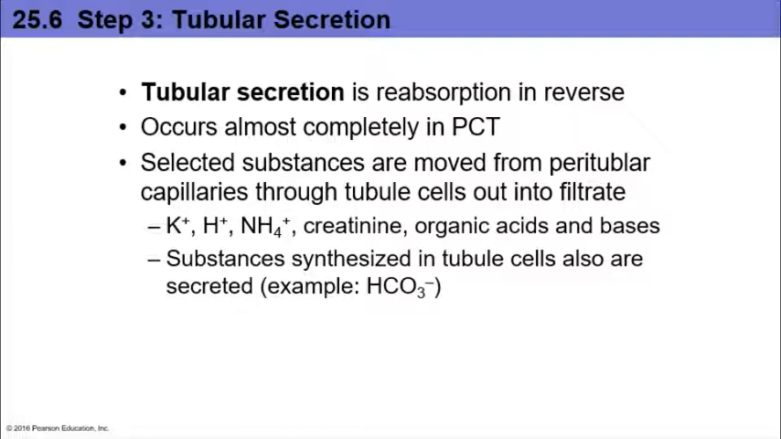So as soon as you pull out that plasma, that filtrate, now you know you're going to take a lot of that stuff out of the filtrate and put it in the blood, reabsorption, and you're going to take some stuff from the blood and put it in the filtrate, secretion. You're going to do a lot of it in the proximal convoluted tubules. That's why they have so many microvilli. They're doing tons of secretion and reabsorption.